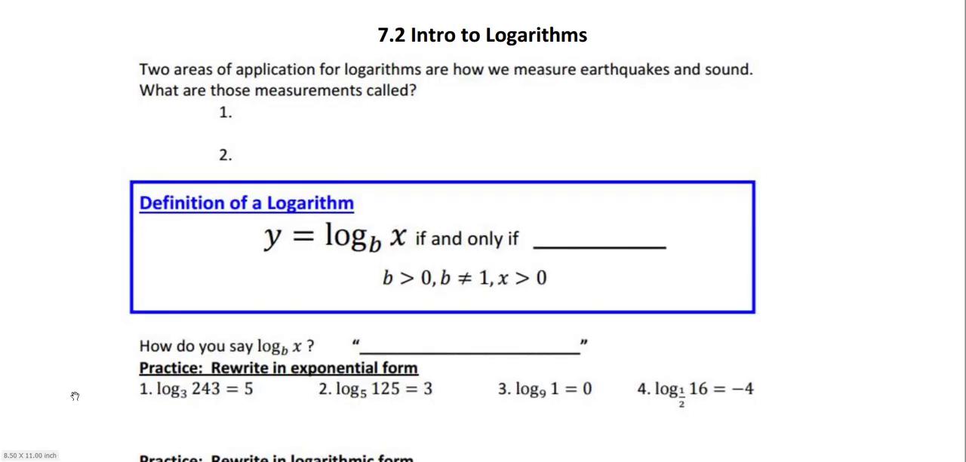Yeah, all right, here's 7.2 Intro to Logarithms. This video shouldn't be that long, so hopefully it'll be a good one, very quick, ready to go.